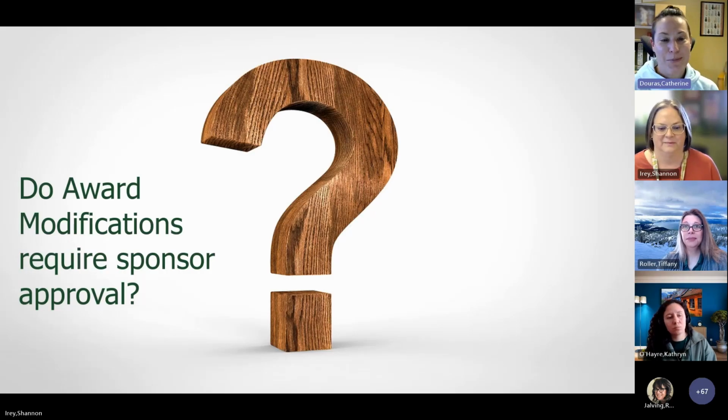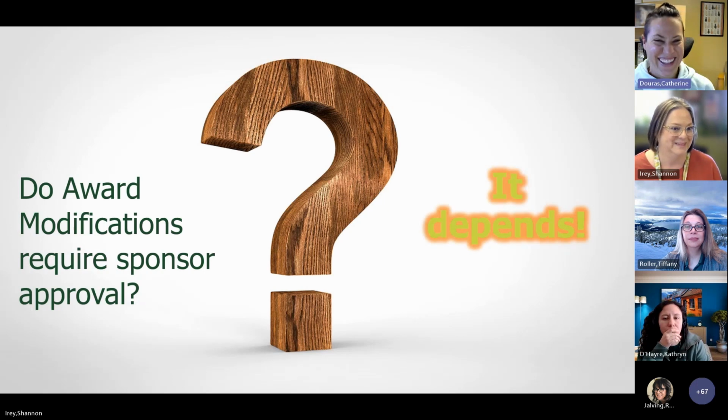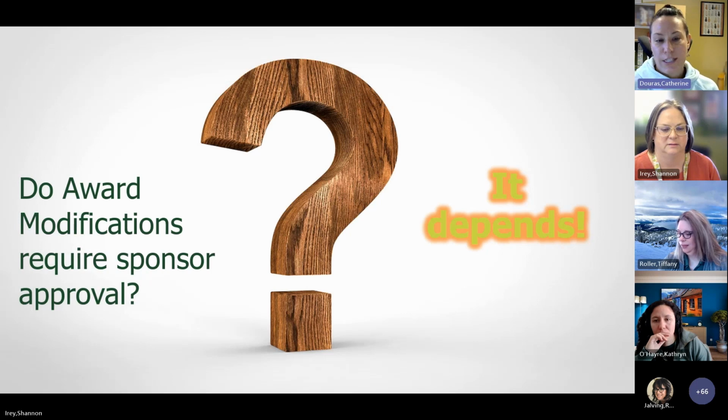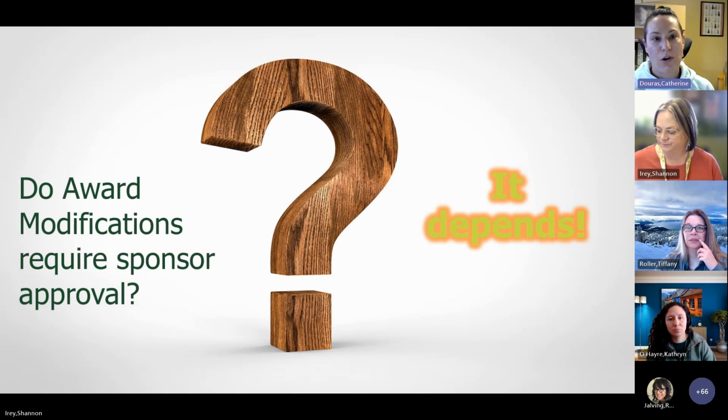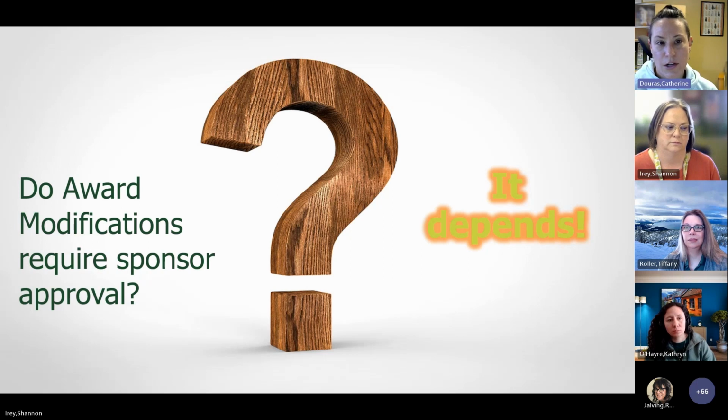So do award modifications require sponsor approval? As always, the answer is it depends. Always, it depends. Fundamentally, all changes and modifications require sponsor approval. The difference is whether we get an official amendment or award change, or whether we get the approval through the expanded authorities we're going to touch on, which means we have the ability to make changes internally, like that budget reallocation Tiffany mentioned, without getting a formal amendment.